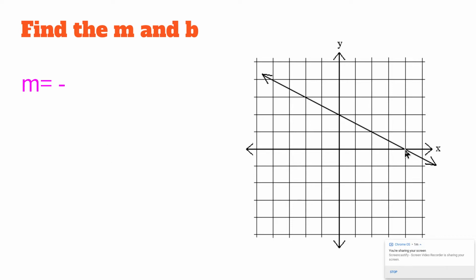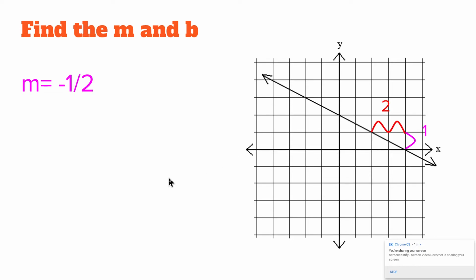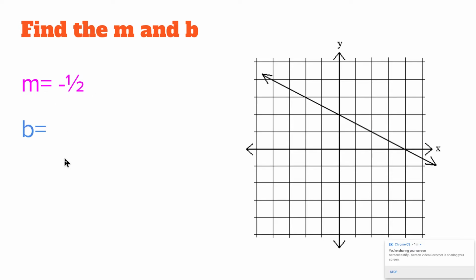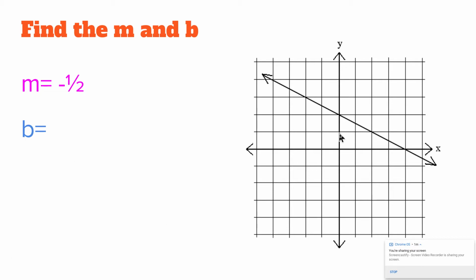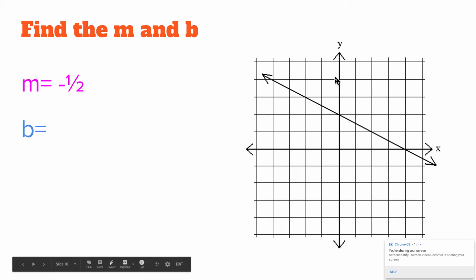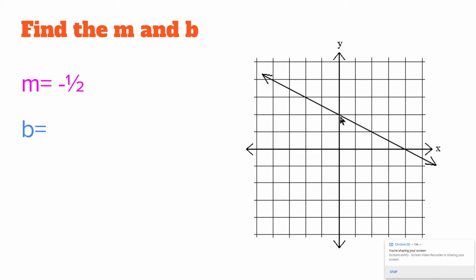Now I need to find 2 points. I'm going to use this point here and this point here. And I'm going to do rise over run. So when I rise 1, when I run 2, that gives me negative 1/2. Now I need to find my b, my y-intercept. My y-intercept is real easy. It's where the line crosses the y-axis. That is this point here, which is 2. So we just start at 0, count up to 2, and that would be our y-intercept. So m is negative 1/2, b is 2.